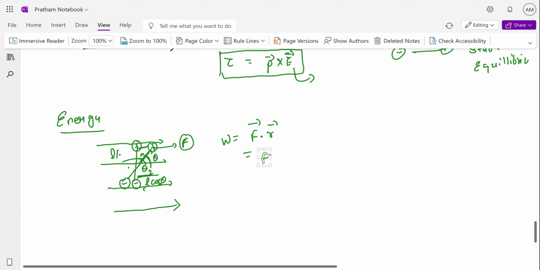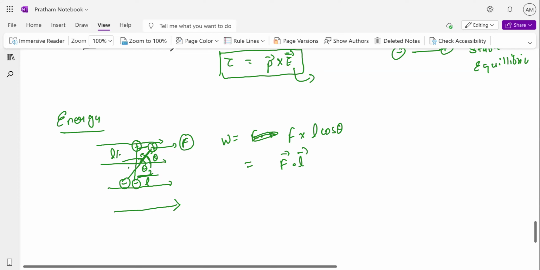If you just remove the vector portion, we are in scalar right now. So F multiplied by what? L cos theta. Is that clear? If you see carefully, I can rewrite the same thing as F dot L cos theta. Now this is the work done which I have done on it.